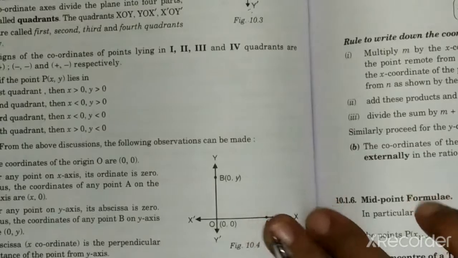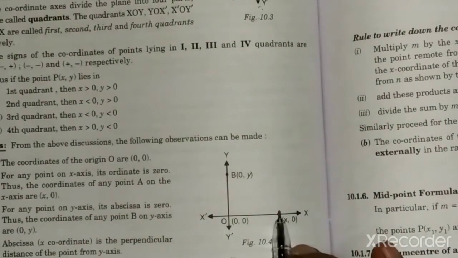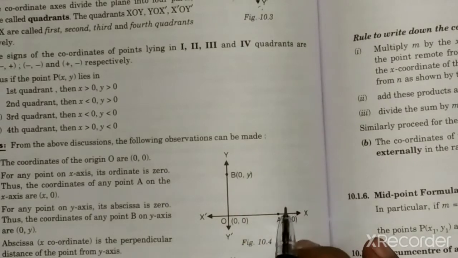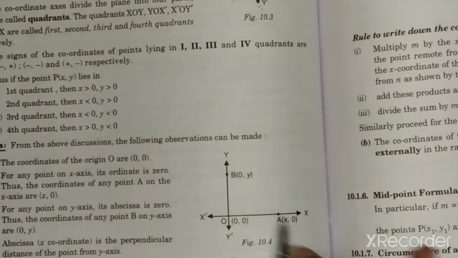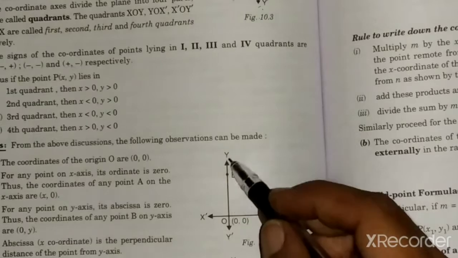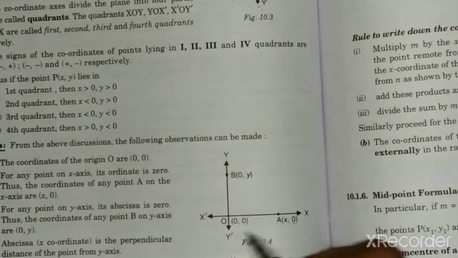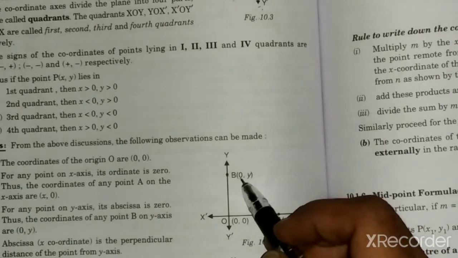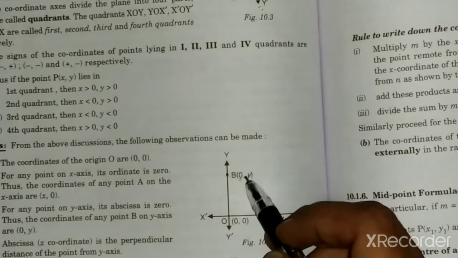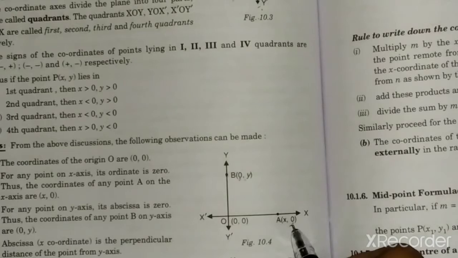Okay. Now if we have any point on the x-axis, obviously it has covered no distance along the y-axis, that means its y coordinate will be 0. Similarly, any point on the y-axis has covered no distance along the x-axis, so its x coordinate will be 0. Okay, this is the general point on the y-axis, and this is the general point on the x-axis.